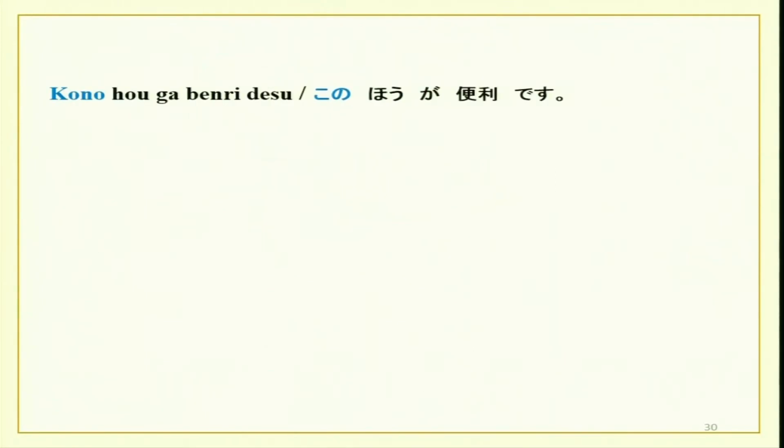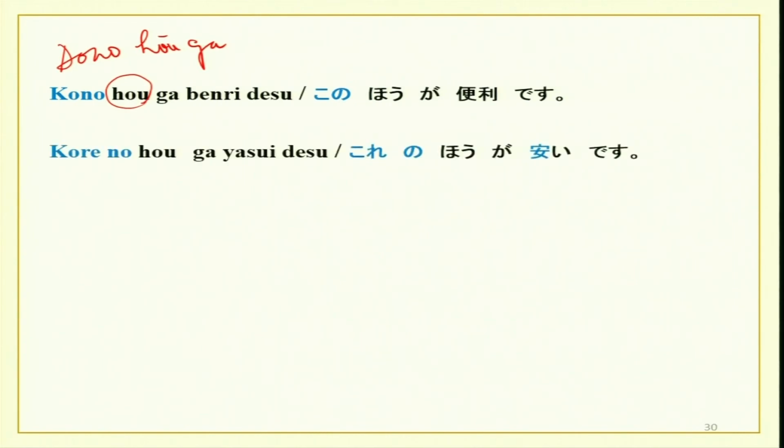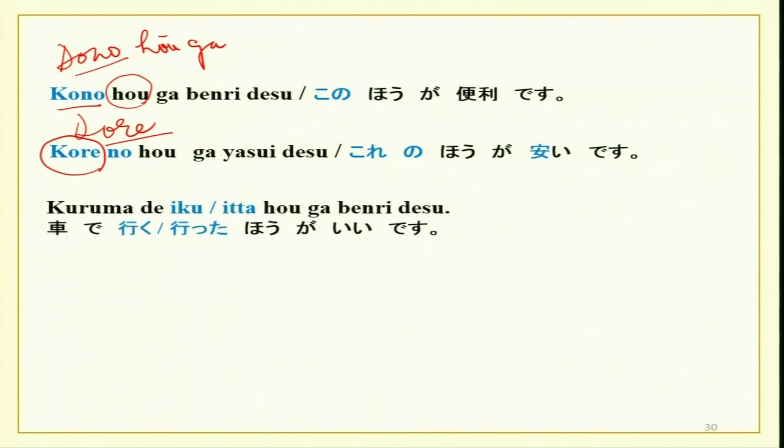Now there are some more examples. この方が便利です。This is a better way of doing it. So somebody could be asking, どの方がいいですか? この方がいいです。これの方が安いです。どれが安いですか? これの方が安いです。Because this is for things, so どれ。This is この, so どの。Of course, you can say, どれの方が安いですか?このものの方が安いです。You can also answer like that, using この。Then, 車で行く方が便利です。A statement.